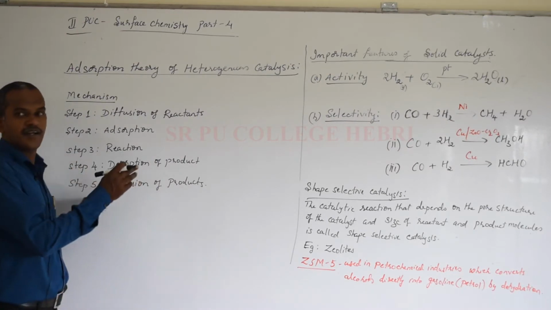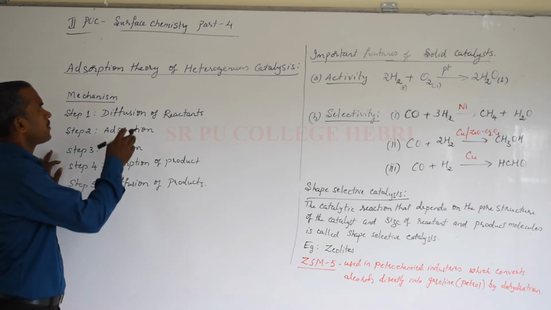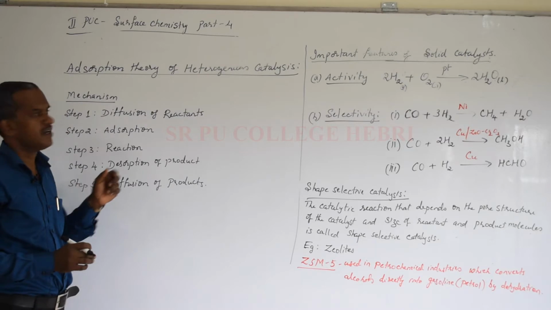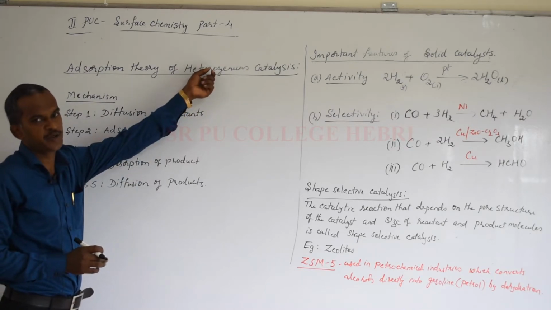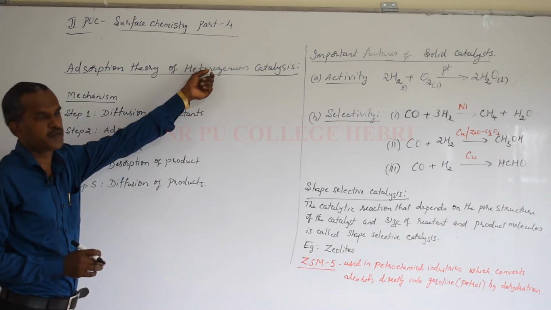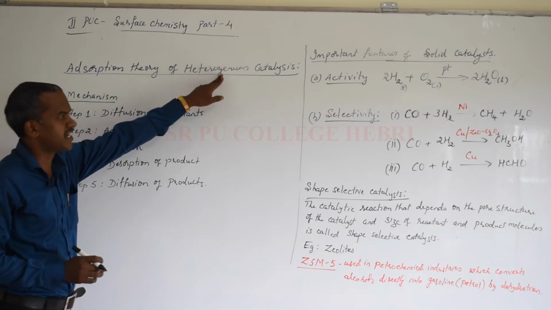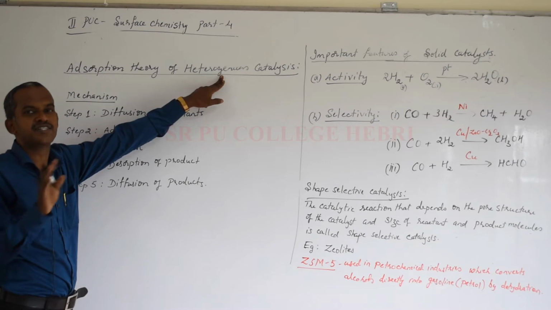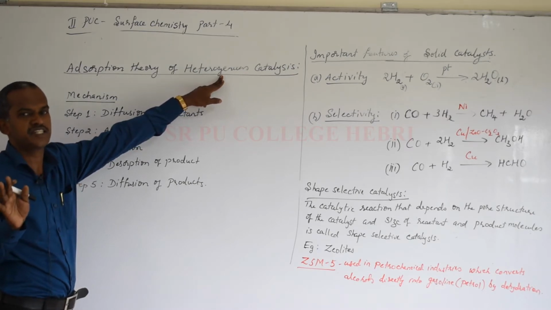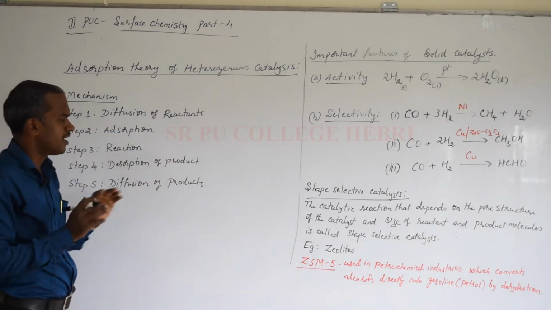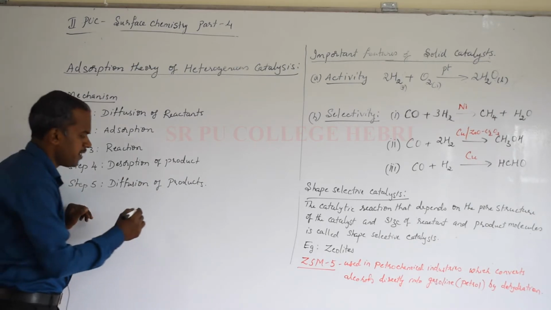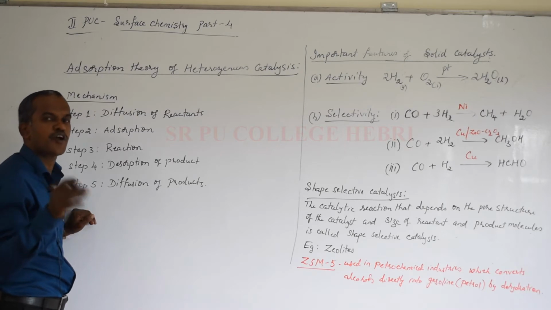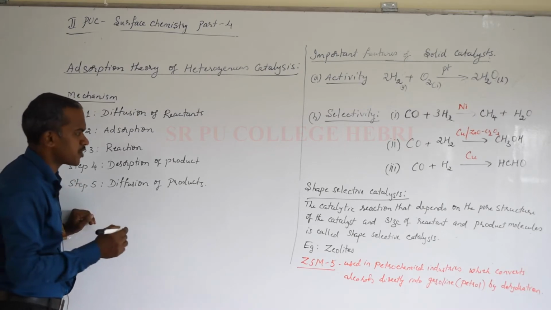Now we'll continue to the next concept here in adsorption, that is the adsorption theory of heterogeneous catalysis. I told you in the last class what is heterogeneous catalysis. Can you recollect what is heterogeneous catalysis? It is a type of catalysis in which the reactants and the catalyst are in different physical states or different phases. Let me give you one simple example, maybe conversion of sulfur dioxide into sulfur trioxide, or formation of ammonia. Any such examples you can consider.